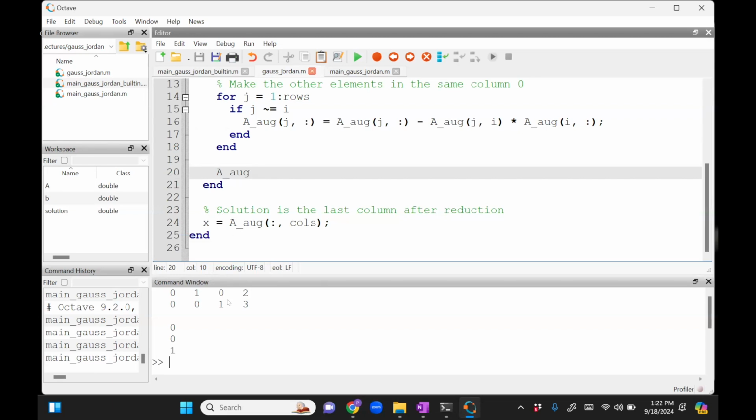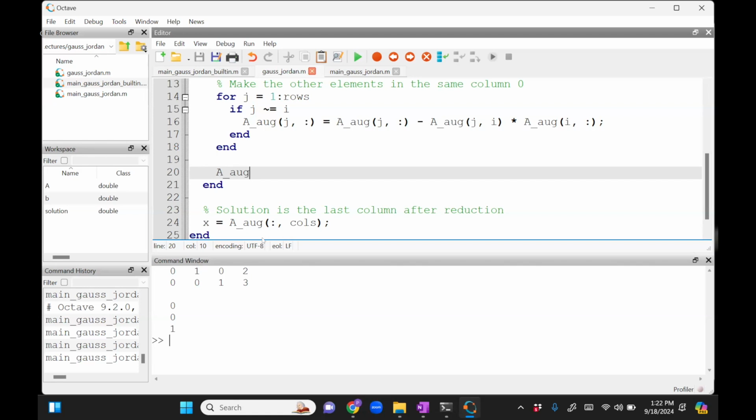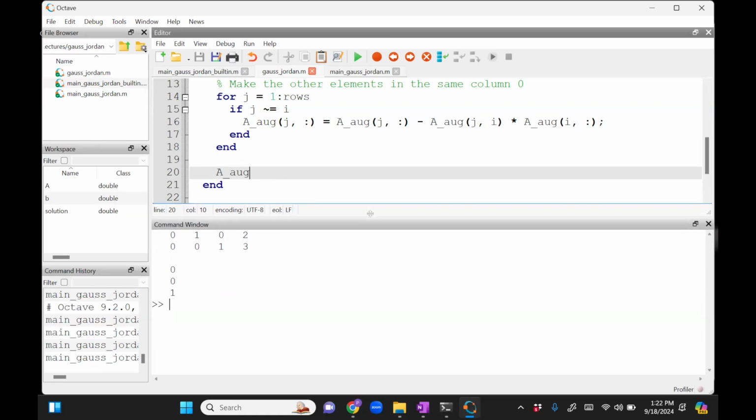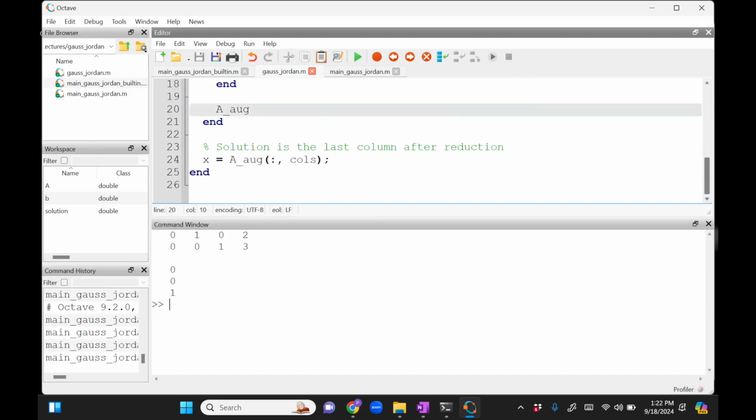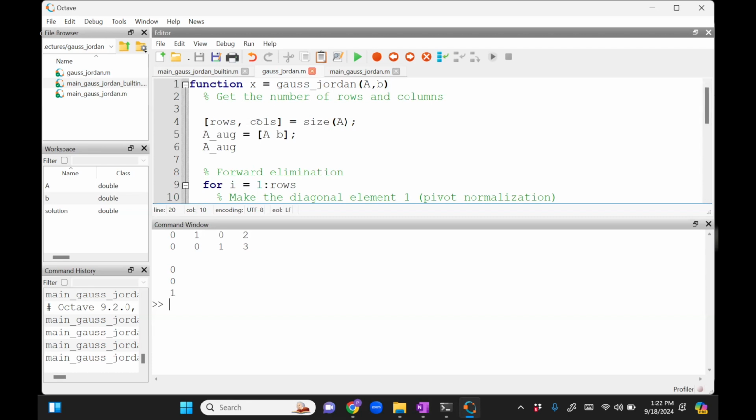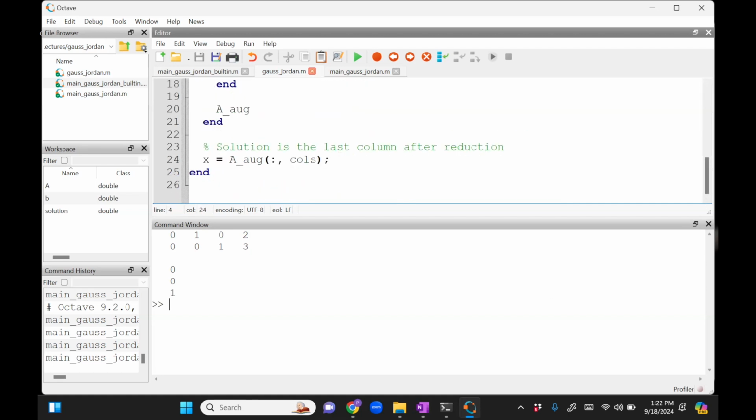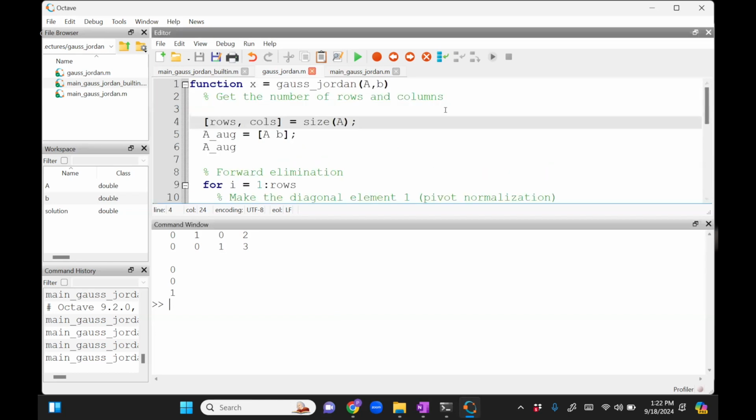The issue is that it's the output X which is messed up. It's not the A augmented. So if you see this code, what is columns? Columns is going to be the columns of A. So there are 3 rows, 3 columns. So it's taking the third column and sending it out as X. So the third column is 0, 0, 1, and that's what it's sending.